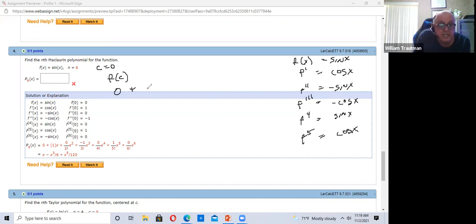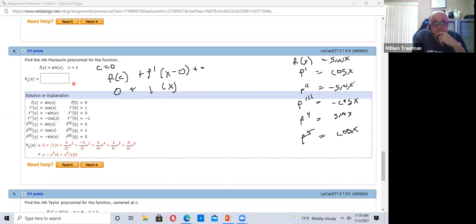Then the second term is the second derivative, x minus c. C is 0 in this case. And the derivative is the cosine of 0. Cosine of 0 is 1 times x minus 0, which is x. So we get 1x. The third term is a negative.